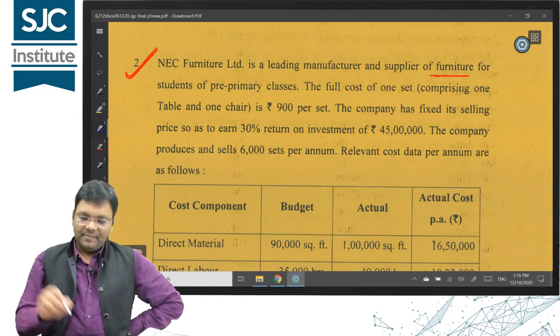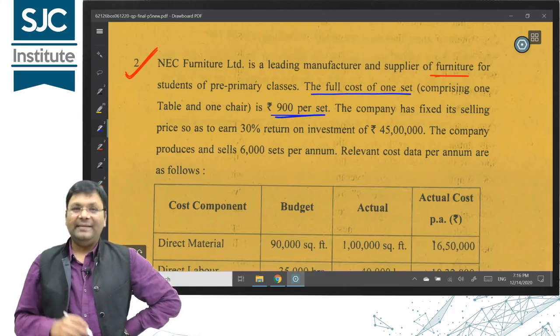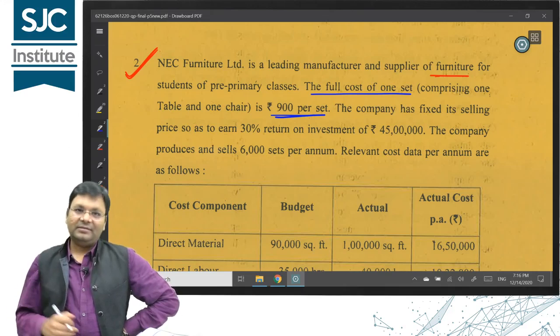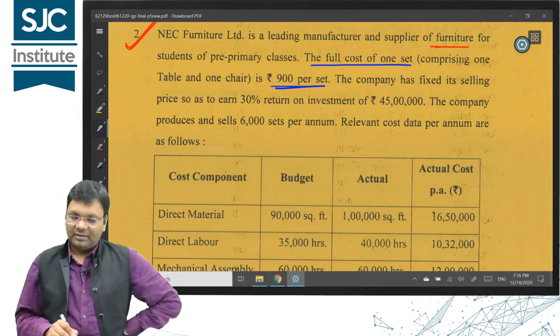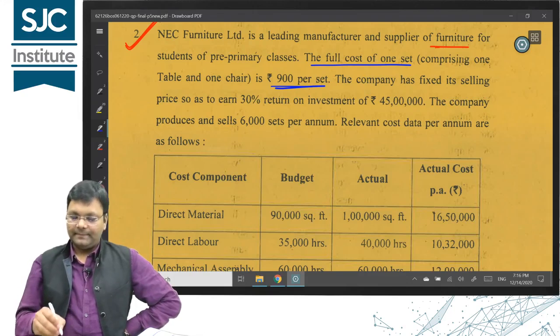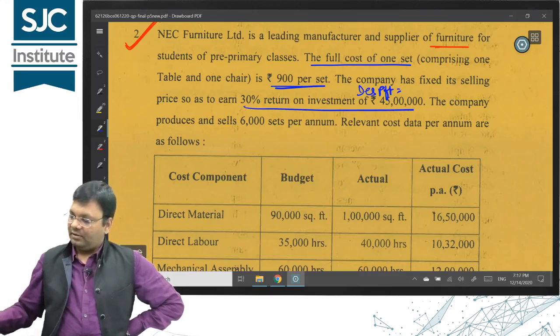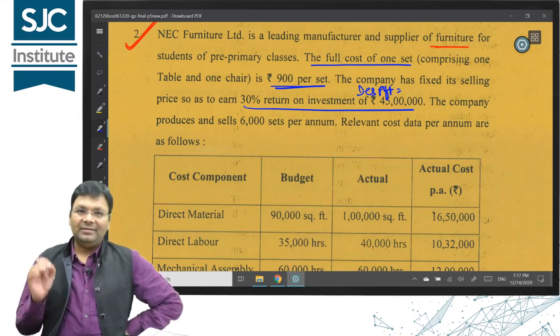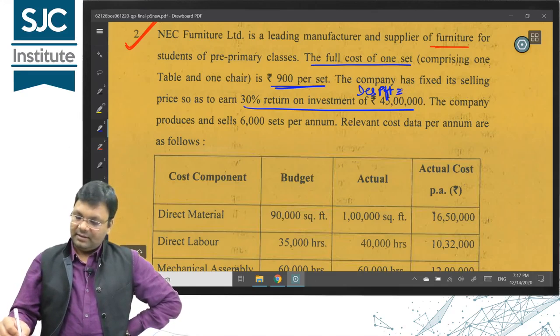Now there is some ambiguity here, okay? Full cost of one set is 900 per set. This seems to be cost to the company, but factually you will see towards later part in this question that this is the selling price. The company has fixed its selling price so as to earn 30% return on investment of rupees 45 lakh. So this is their desired profit. You remember in target costing many times we earn our desired profit as a return on capital employed, which is our shareholders' desire in long term, that is 13.5 lakhs.